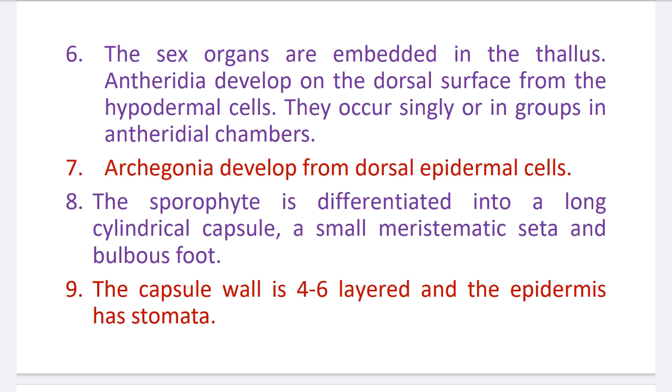Number 7, archegonia develop from dorsal epidermal cells. It is also a common thing, same as in the Hepaticopsida. Number 8, the sporophyte is differentiated into a long cylindrical capsule, a small meristematic seta and a bulbous foot. So this is the new characteristic which is not present in the Hepaticopsida. In Hepaticopsida, foot, seta and capsule are present, example Marchantia, or only the capsule is present, example Riccia. But in the case of Anthocerotopsida, example Anthoceros, the sporophyte is differentiated into a long cylindrical capsule.